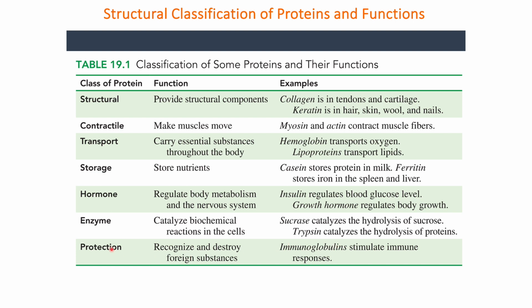And there are also proteins involved in protection. So they provide protection by recognizing and destroying foreign substances. For example, immunoglobulins stimulate immune responses. So these are just examples of different categories of proteins functionally.